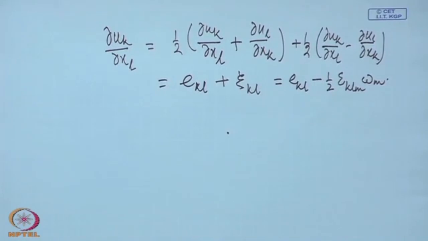alternating tensor. To remind you once again, epsilon k l m is the alternating tensor and it takes the value 0 if k l m are not all different. If all of them are not different, epsilon k l m takes the value 0. When k l m is arranged in cyclic order, it takes the value 1. When it is not in cyclic order, then it is minus 1.